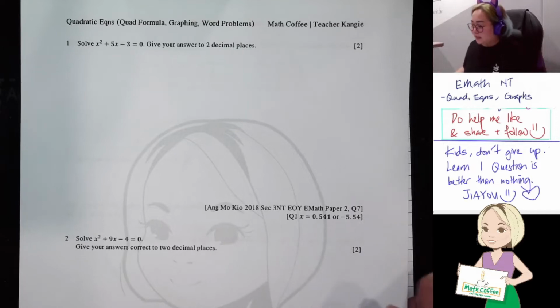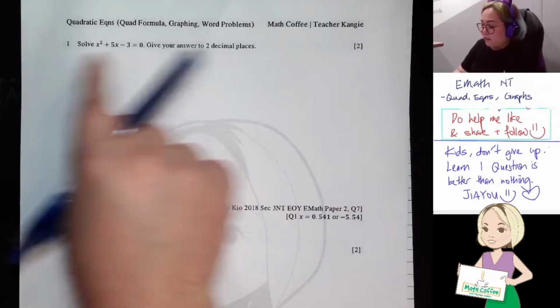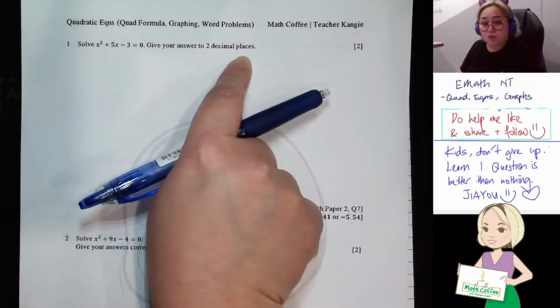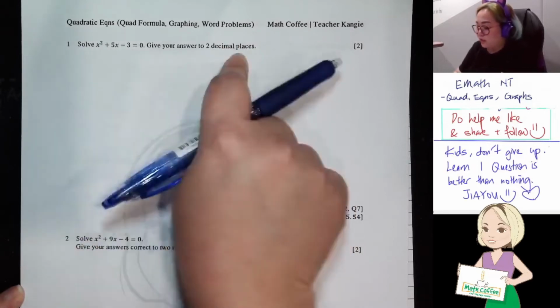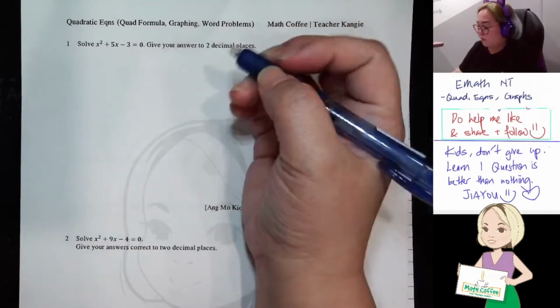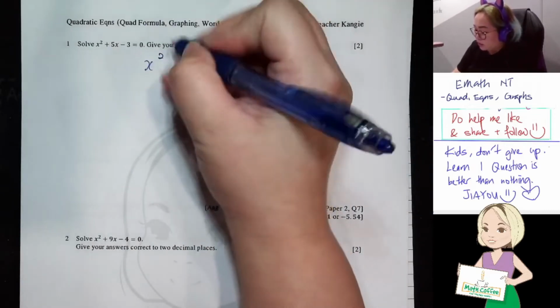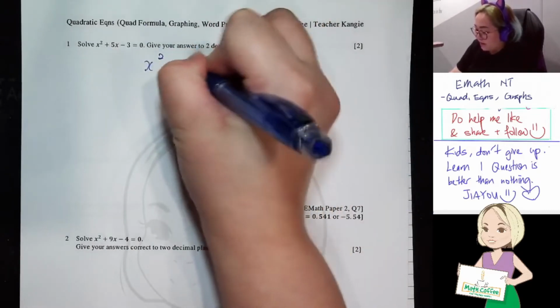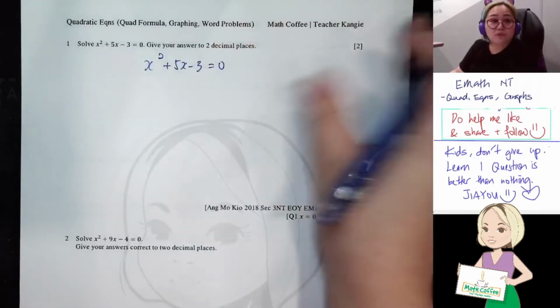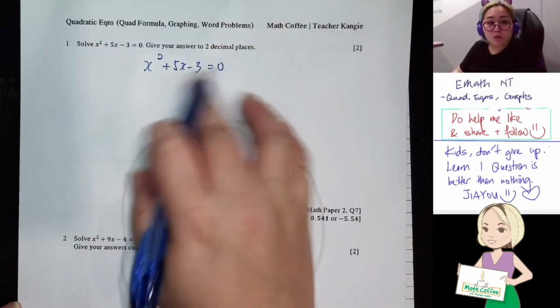So just at the start here, I'm going to state that when they say solve blah blah blah, give your answer to 2 decimal places, you already know that this one you can use the quadratic formula. So how do you use the quadratic formula? Write out the equation. So we have x squared plus 5x minus 3 equals to 0. This is the quadratic equation.